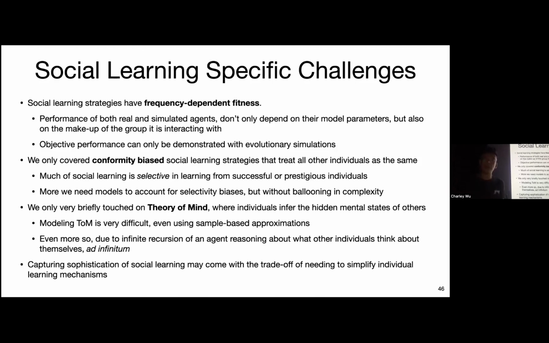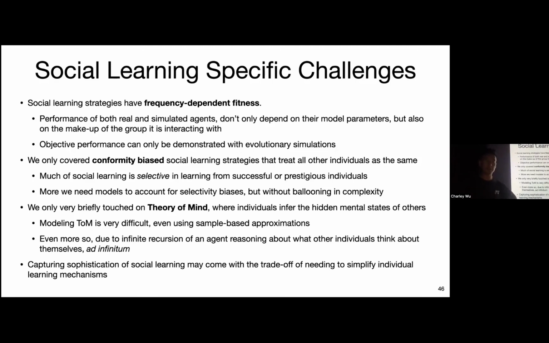And we also had this issue of infinite recursion, right? Which is also very difficult to model in tasks that are more realistic and less simplistic, where we have this infinite recursion of an agent reasoning about what other individuals think about themselves, ad infinitum. So this is an additional complexity issue with theory of mind as well, because we can have this infinite recursion loop.